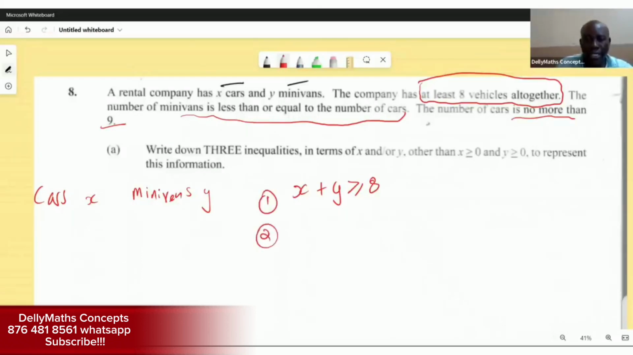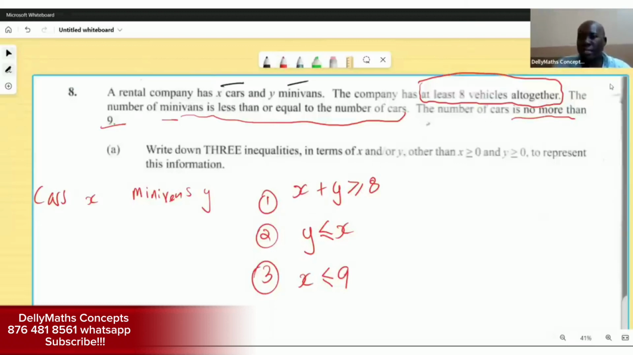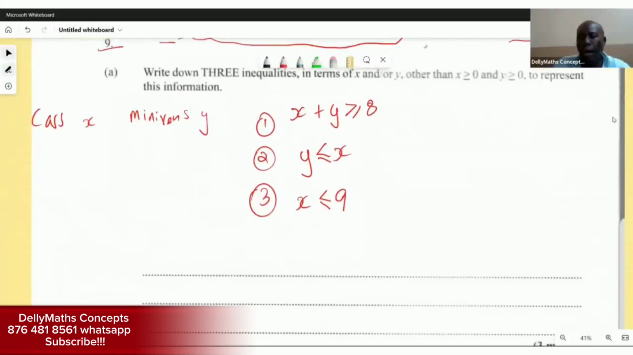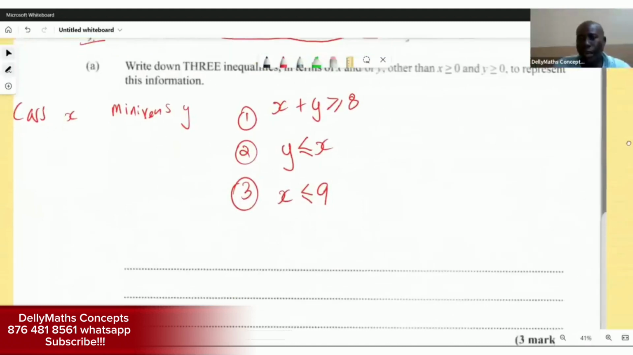The second inequality came from the fact that the number of minivans, which is Y, is going to be less than or equal to the number of cars. Thirdly, we were told that the number of cars is no more. So if it is no more, it has to be less. So X is less than or equal to 9. So it's no more than 9. Those are the 3 inequalities that we picked up from that situation right there.